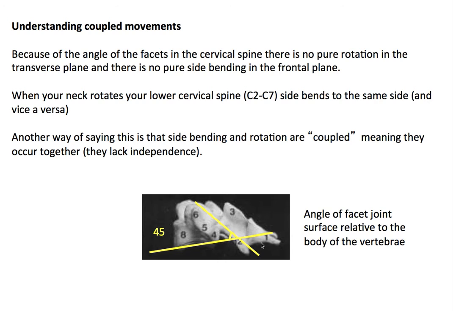And so we've talked about how when you rotate a segment, facet joint for C2 to C7, if you rotate to the right side, the left facet joint will ride superior and anterior, and the right facet joint will ride inferior and posterior. And that's what we mean by coupled movements.